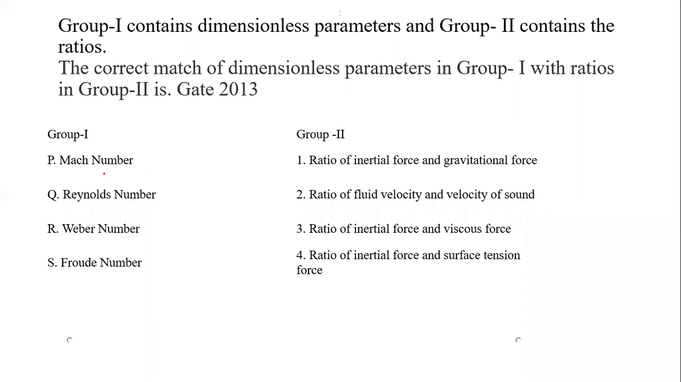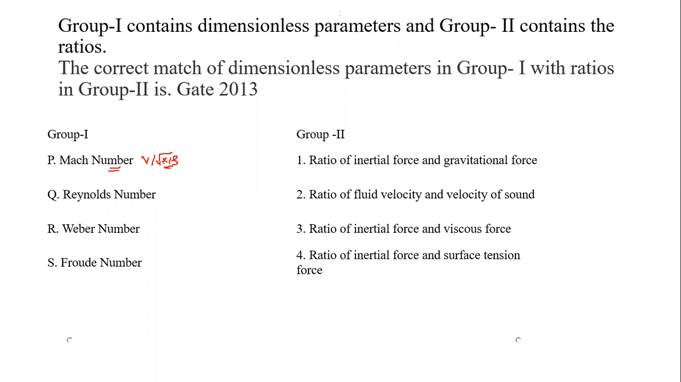If you go for the first one, that is the Mach number. We know that the Mach number is a ratio of inertia force to the elastic force, and just now we derived that equation for the Mach number: V divided by root of K by rho. K by rho is nothing but the velocity of sound in a flowing fluid.